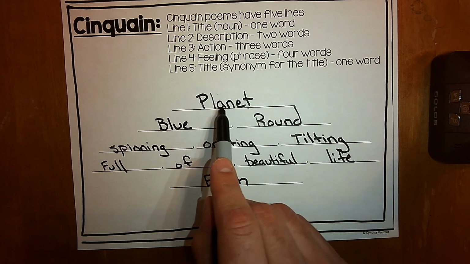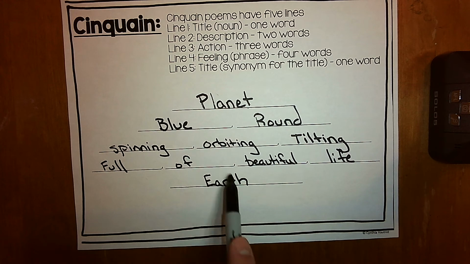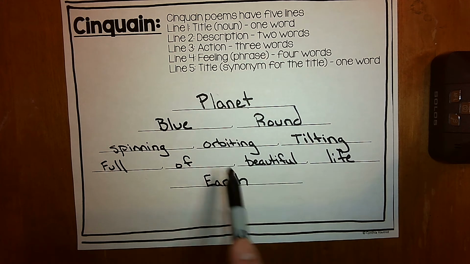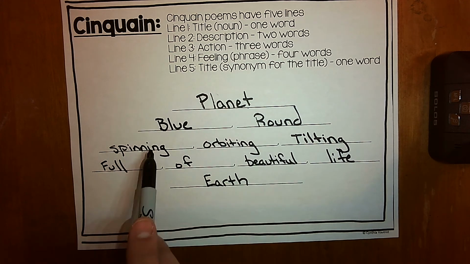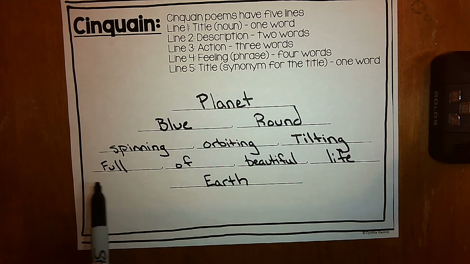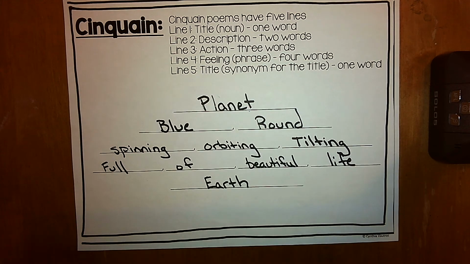So have your first line be more general, your last line be more specific, and think of what you want to write about. Fill in your first and your last line, and then you can go ahead and try to use ing verbs, try to use adjectives for the second line. Then your fourth line is a phrase, and it's like a feeling phrase. I like this poem. I'm interested in it.